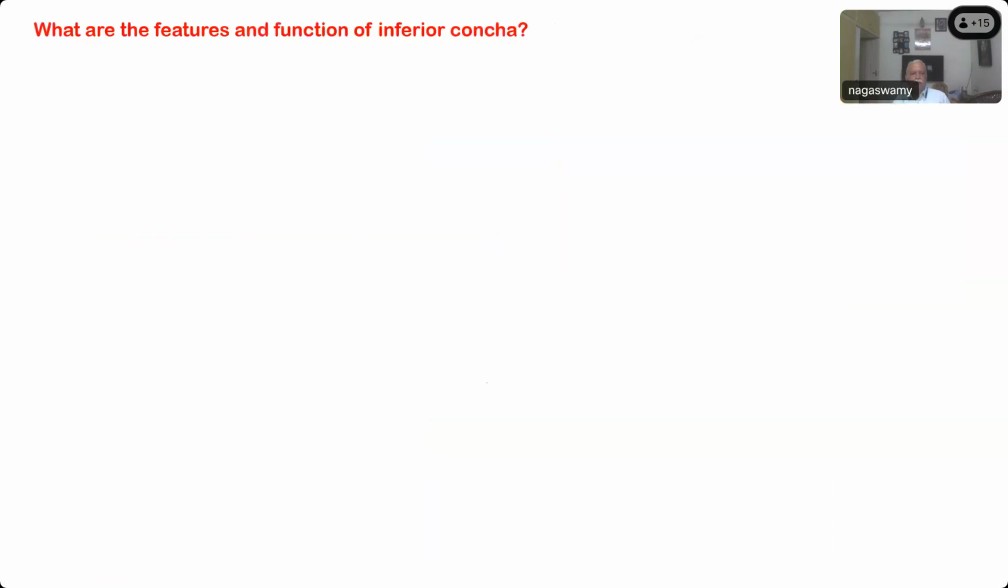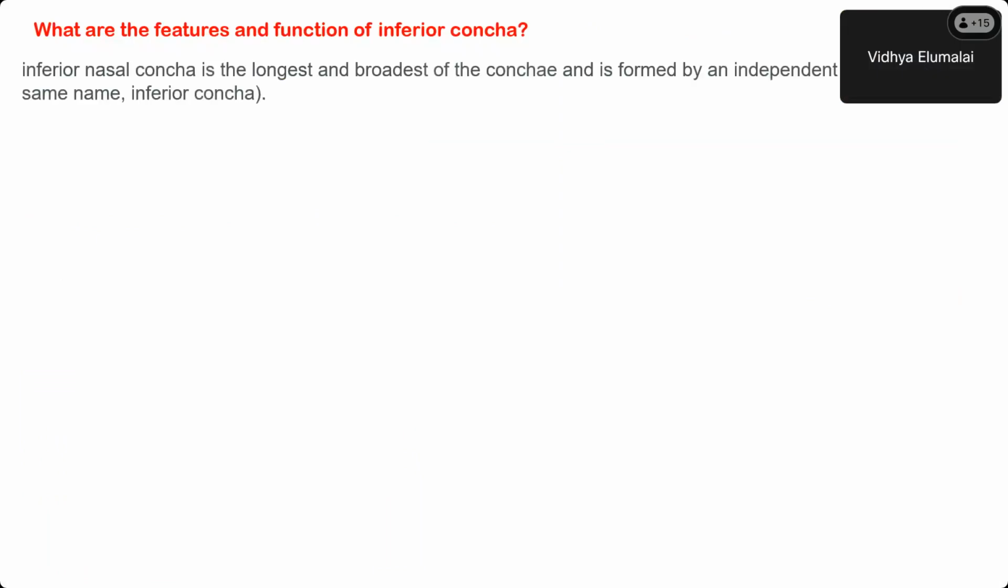Now, what are the features and functions of the inferior concha? Where is this concha? In the lateral wall. Excellent. So the inferior concha is the longest and broadest of the conchae, formed by an independent bone, and it is called the inferior concha. What are the features? It is the longest and broadest, as we have seen. What is its function? Why is it present there?